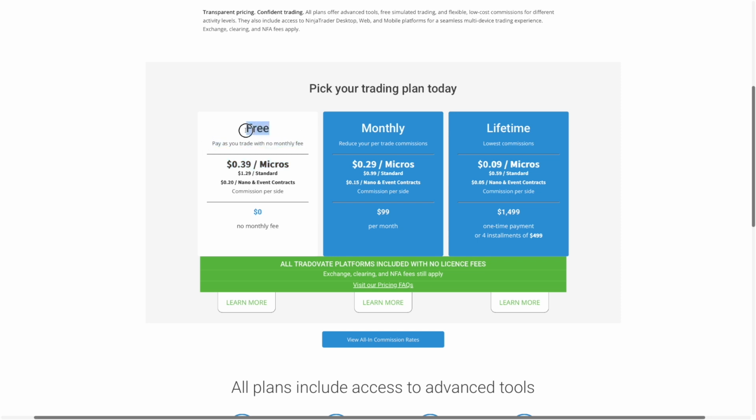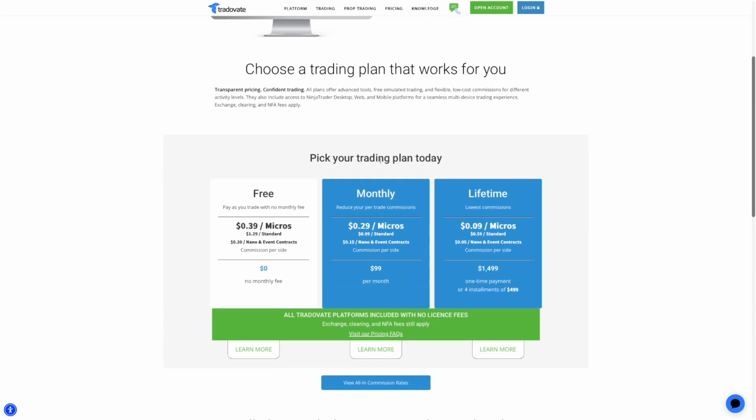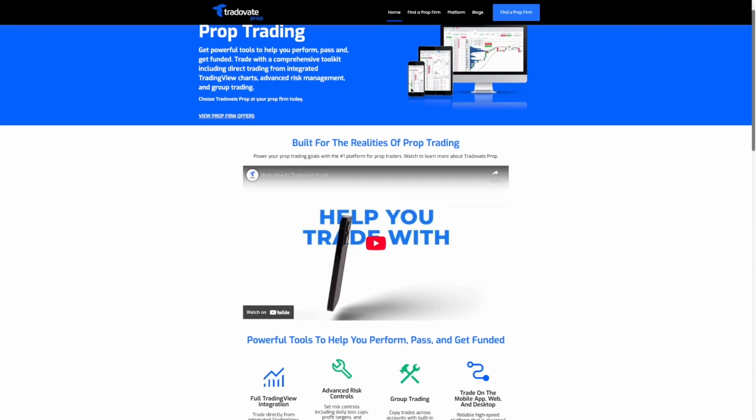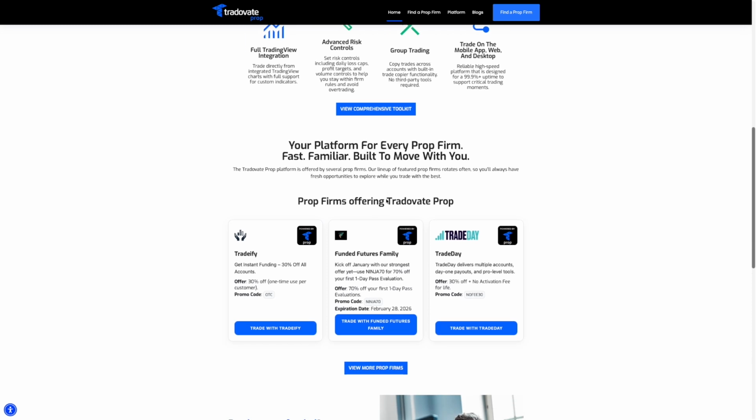But free does not mean zero-cost trading. When you place live futures trades, you still pay trading costs. These can include commission structure choices, exchange fees, clearing fees, and market data subscriptions, depending on what you trade and how your account is set up. So even if the platform plan is free, active trading is not fully free.